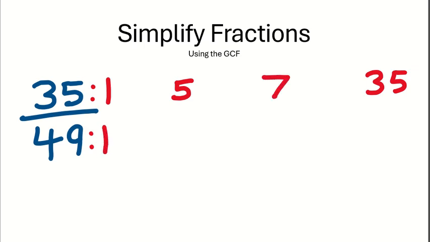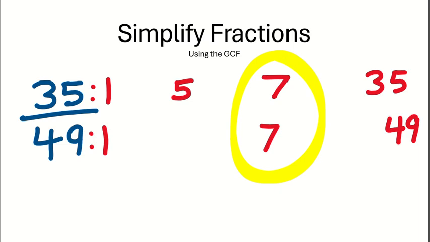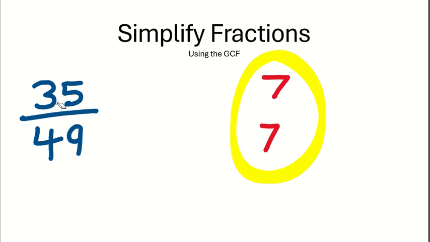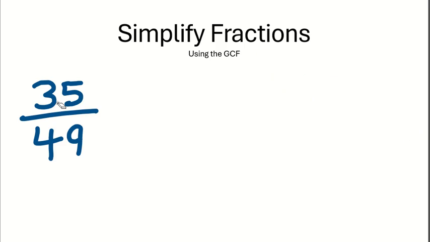Now let's do 49. 1 times 49 is 49. 2 won't go into 49. 3 won't go into 49, 4 won't go into 49, 5 won't go into 49, 6 won't go into 49, but 7 will. And guess what? 7 is our greatest common factor because it appears on both lists and it's the biggest number. So let's use that. We'll go ahead and clean this up, and we'll divide the top and the bottom number by 7.